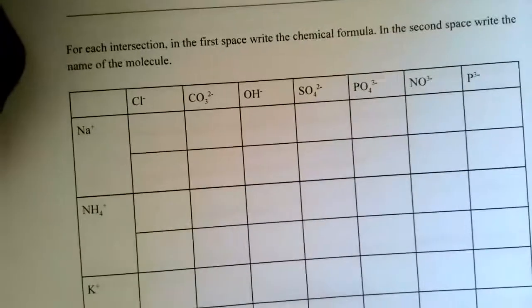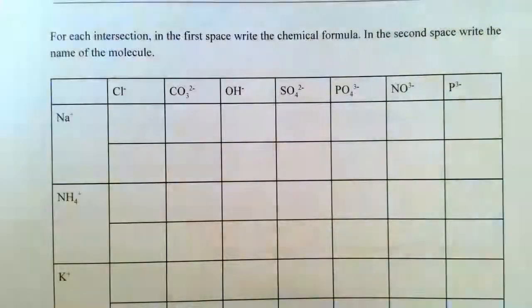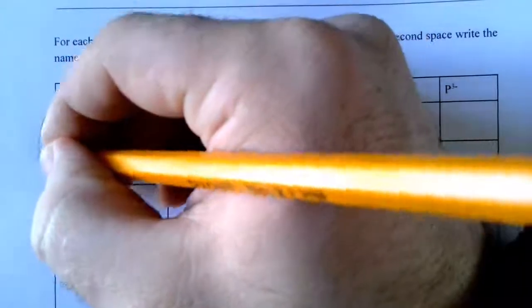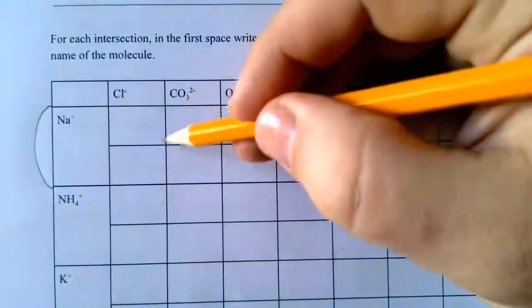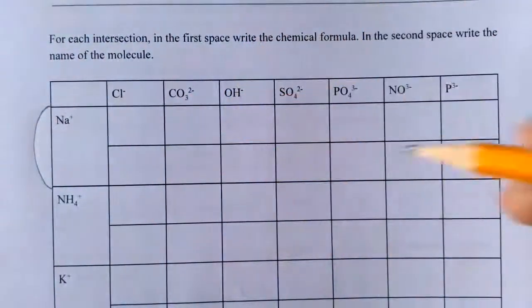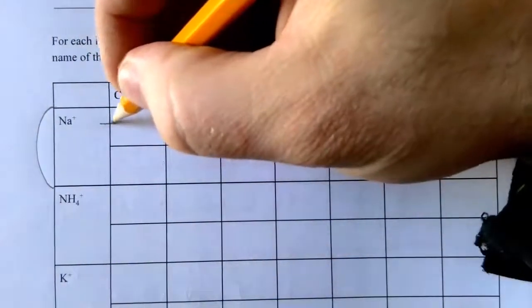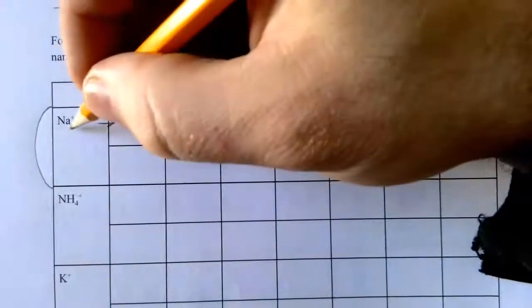So if I look at this page, I've got this table. And each part of the table is a single cation with 2 slots underneath an anion. And so what you're going to do in this table is in the first slot, in this top slot right here, you're going to write the formula.